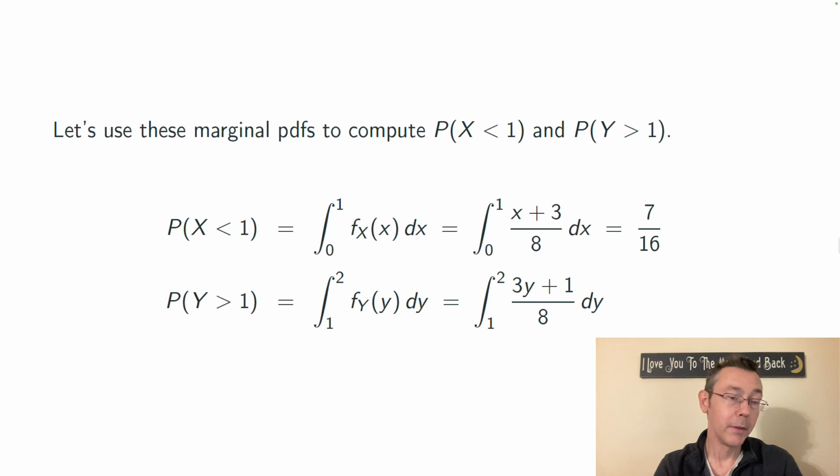Similarly, to do the probability that Y is greater than 1, we integrate f sub Y of y from y equals 1 to y equals 2. Again, that's the part of the support corresponding to Y greater than 1. When we do that integral, we get 11/16.